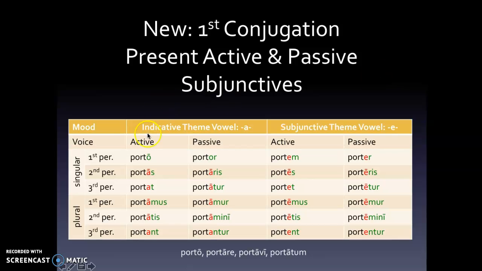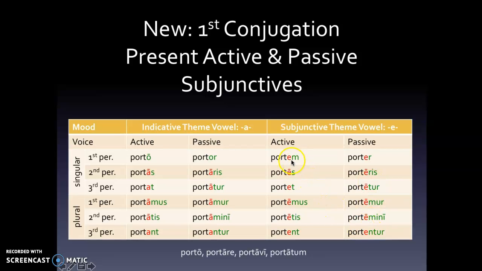So here we have the present active indicative. This is the form of the verb that should be most familiar. We've had it for the longest. And then we have the present passive indicative. You can see that we have our thematic vowel A, because this is a first conjugation verb. What happens when you transfer it over from the indicative to the subjunctive is that you change your thematic vowel. So now we have an E as our thematic vowel.